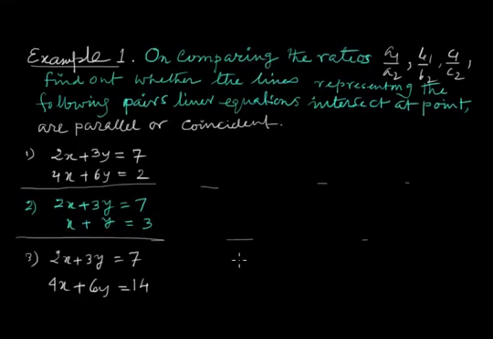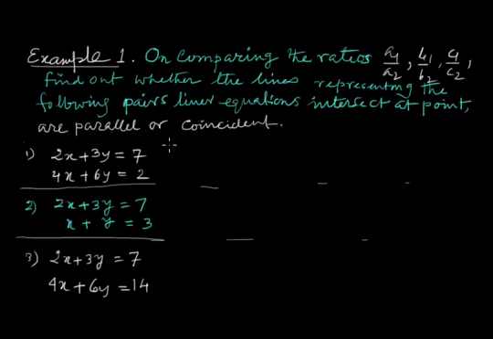Hello friends, now we'll set up some examples of what we have learned that will clarify in this question. On comparing the ratios A1 by A2, B1 by B2, C1 by C2, find out whether the lines representing the following pairs of linear equations intersect at a point, whether they are parallel, or they are coincident.